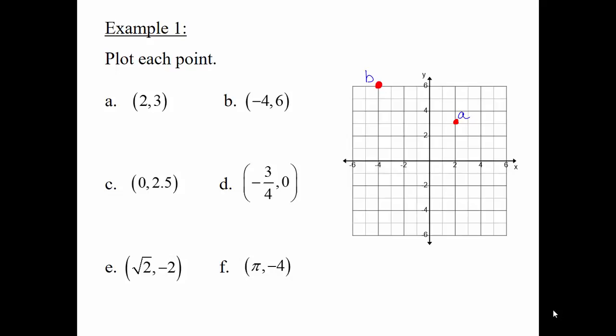B, -4, +6, x and y. C, 0, 2.5. You kind of estimate where 2.5 is. D, -3/4. It's going to be just less than 1. Somewhere, you're going to have to estimate that, 0. Square root of 2, you might have to put that in the calculator to find out a decimal value for square root of 2, and then -2. Pi, and we know is 3.14, so you're going to have to estimate that, and -4. So some of these you may have to estimate on the graph, but if you're in college algebra, you should be able to do that.